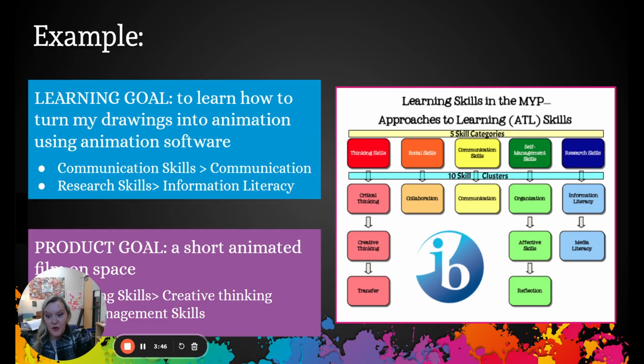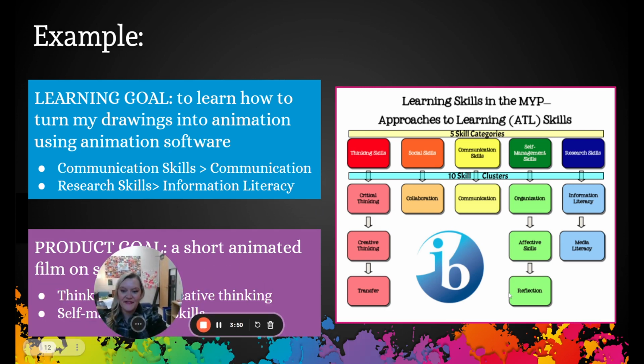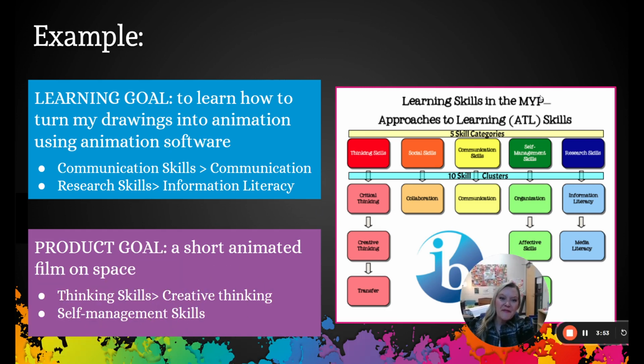So for example, let me move my circle so you can see. For an example project, if my learning goal is to learn how to turn my drawings into animation using animation software, I might choose the ATL skill of communication skills because I had to talk to my art teacher and get some help developing those animation skills. I had to use research skills and information literacy specifically because I had to watch a lot of online videos and find different tutorials to help me learn the software.